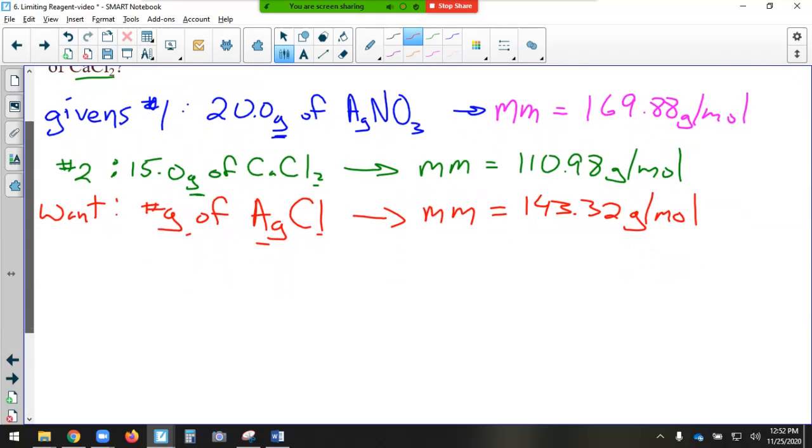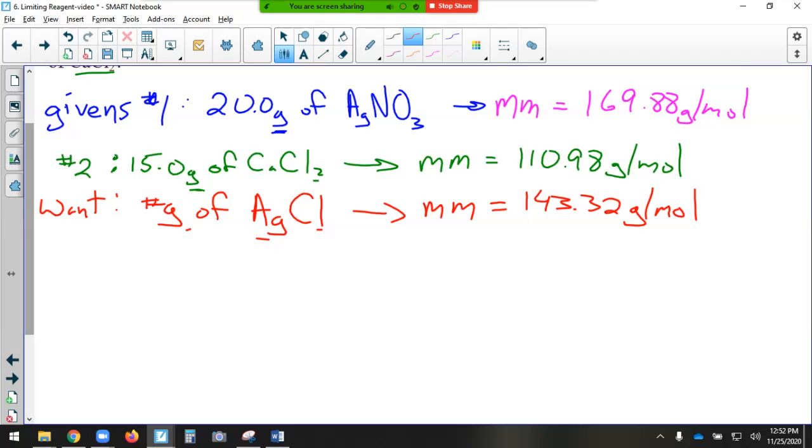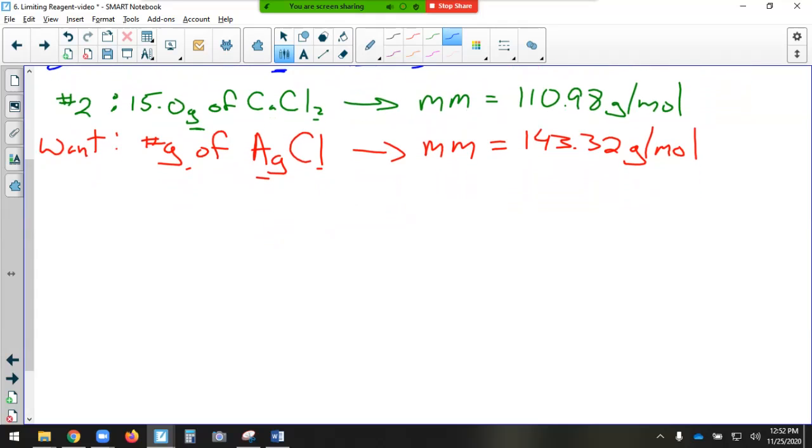So when it comes to limiting reagent problems, always start with your first given. So start with your first given. In this case, it's going to be my silver nitrate. So write out your silver nitrate. Start with what you have. We'll assume that's an AVE, 20.0 grams of silver nitrate.